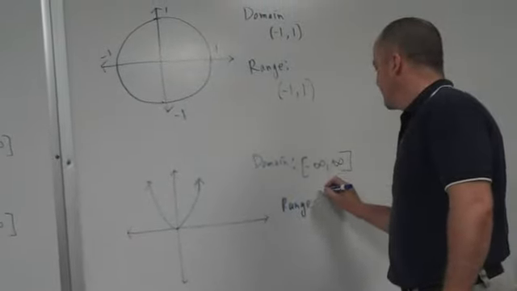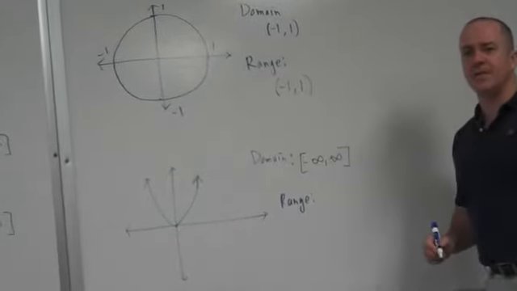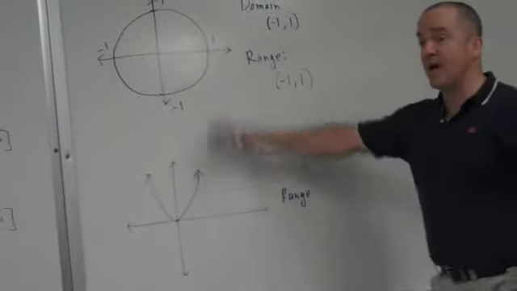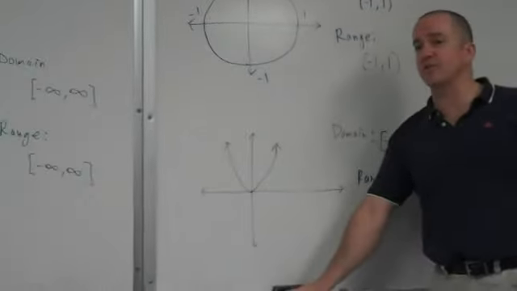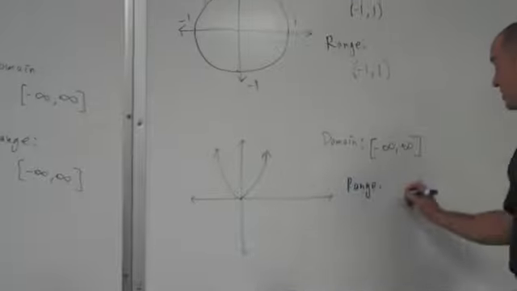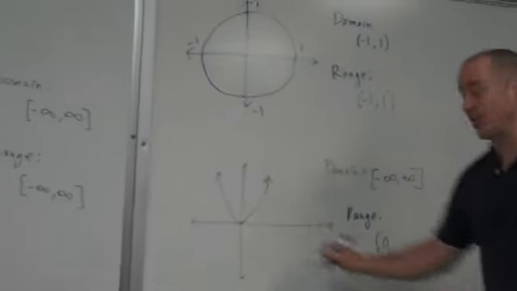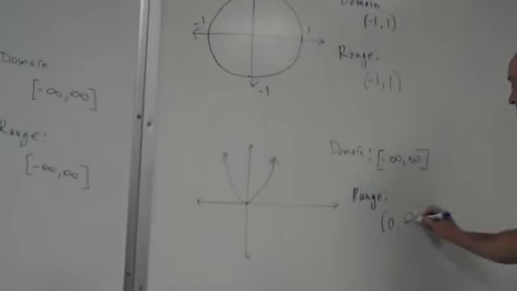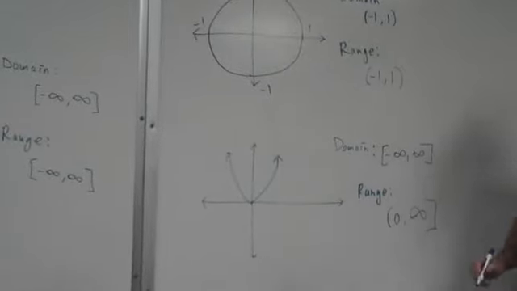For range, where does this thing exist from? It never stops going up, but does it go all the way down to the bottom as far as you can imagine? Zero. It starts at 0, and it does exist at 0, so it is included, and then it goes up to infinity, where we put the bracket.